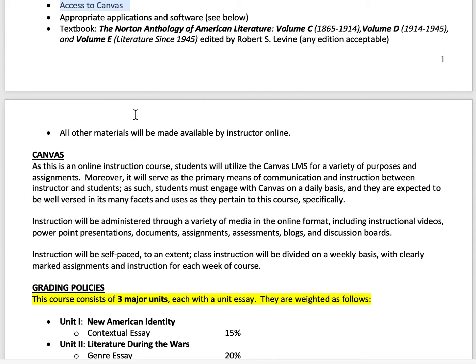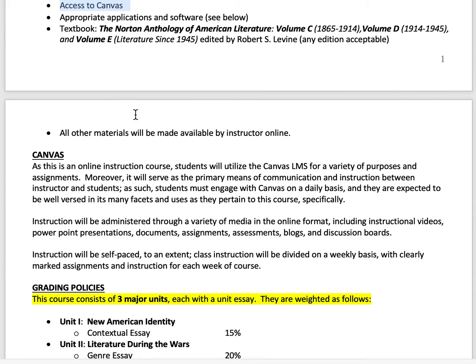And then the textbook is required. It is the Norton Anthology of American Literature, volumes C, D, and E, so it's 1865 to now. I say any edition is acceptable because the edition that was given to me as a teacher is the 8th edition. So in the lectures, I reference page numbers from the 8th edition, but a few years ago they came out with a 9th edition. Rather than re-record all of the lectures with different page numbers, I've given you the page numbers for both the 8th and 9th editions in the modules. So that's why I say any edition is acceptable.